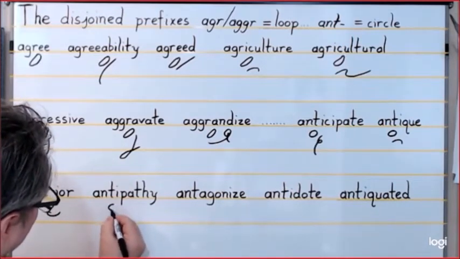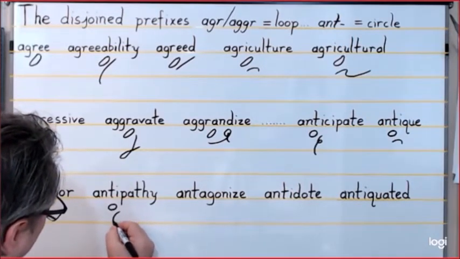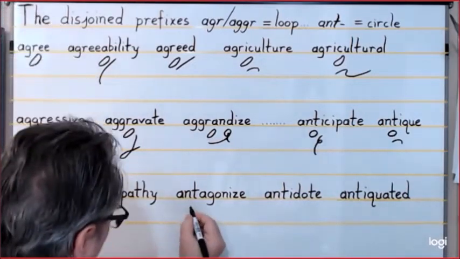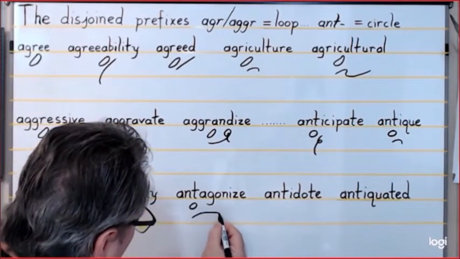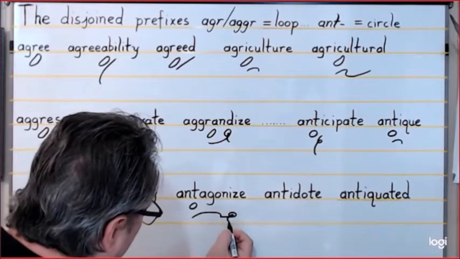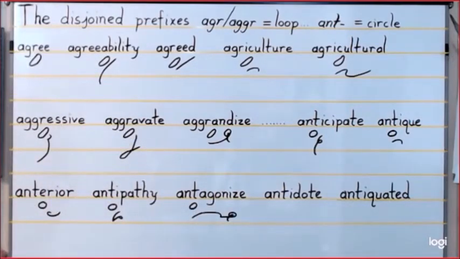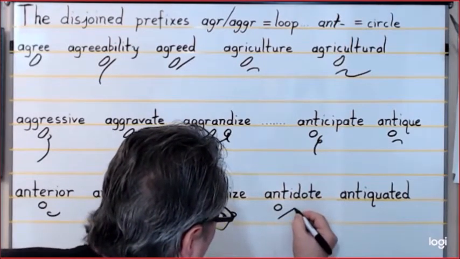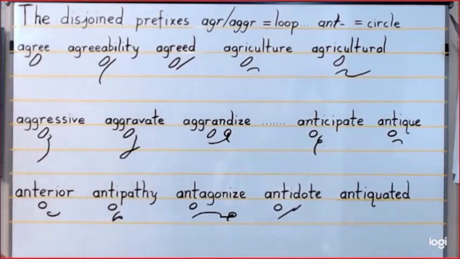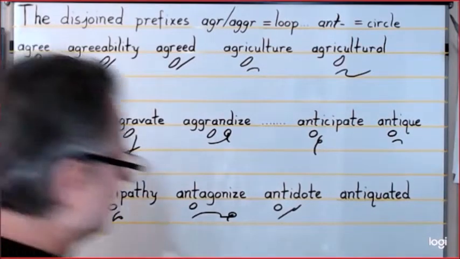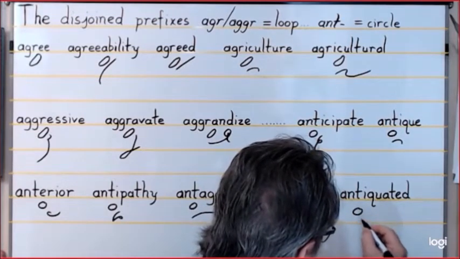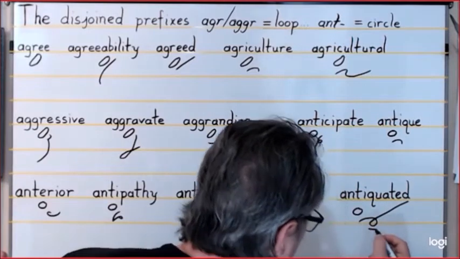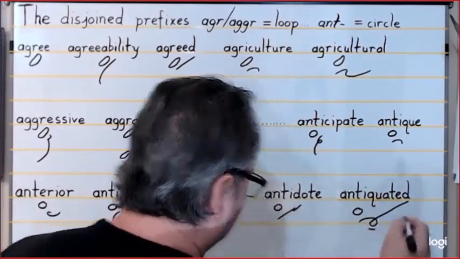Antipathy is AN and then the P, THE. Antagonize is the circle, the G, N, long I, and S or Z sound. Antidote is the circle, and then D, O, T. Then finally, antiquated, it is the circle, and then the K, A, T, E, disjoined, and then a dash underneath showing the W sound in antiquated.